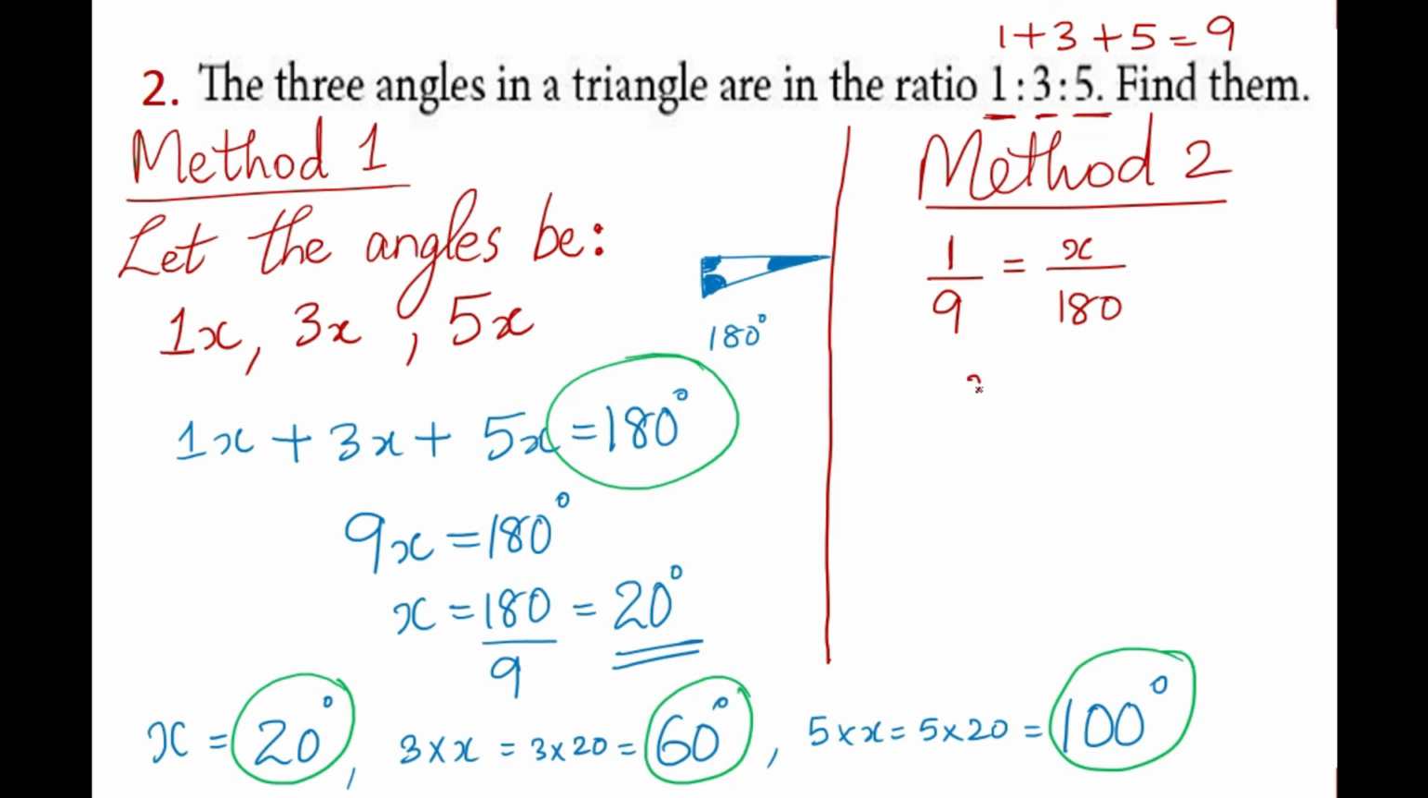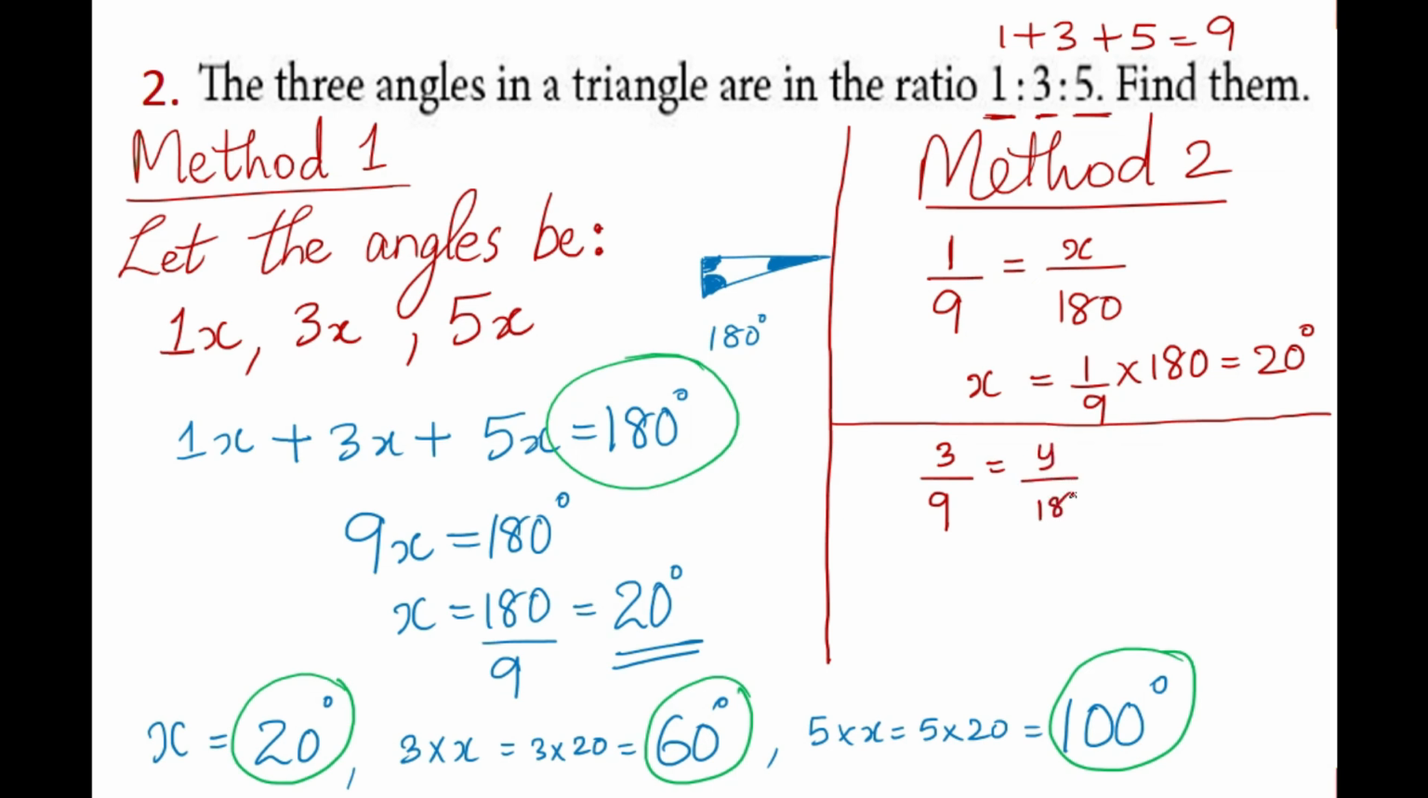So what is x from here? X is going to be 1 over 9 times 180, giving you 20. For the second angle, 3 over 9 is equal to y over 180. So y is nothing but 3 over 9 multiplied by 180. It's just simple cross multiplication. So you get it as 60.